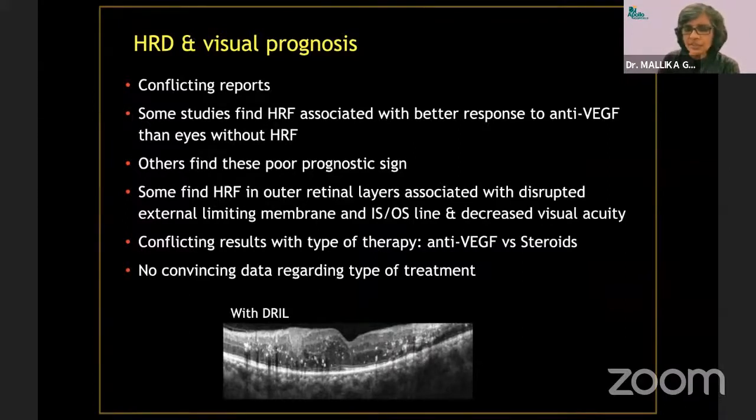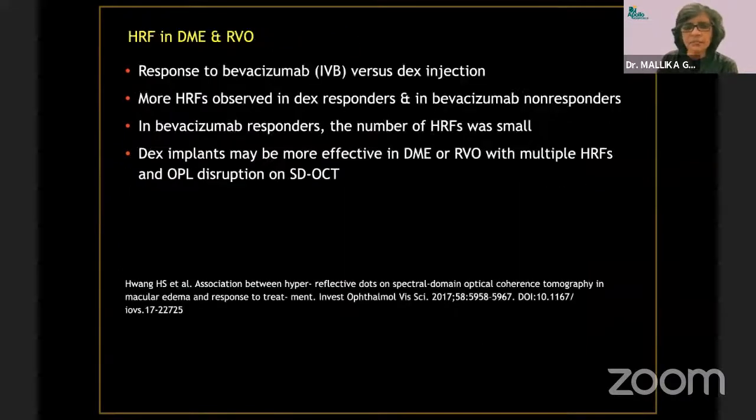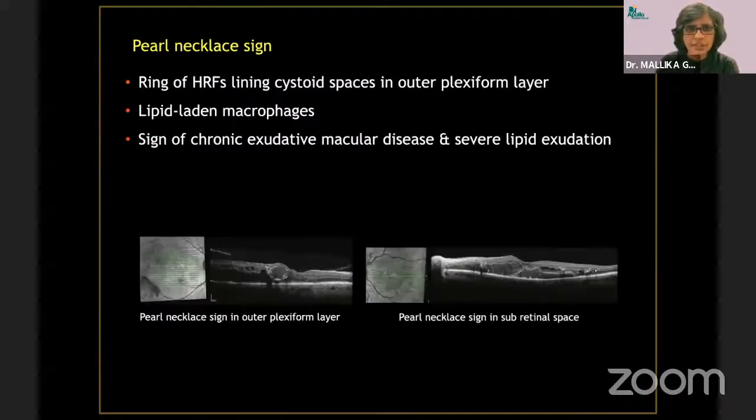And they're often associated with DRIL and other biomarkers, which may have poor prognosis. Now, this was one study which showed that bevacizumab responders have a lower number of HRF, whereas the dexamethasone responders have a higher number of HRF, meaning that they may be more responsive to steroids compared to anti-VEGFs. But that's just one study.